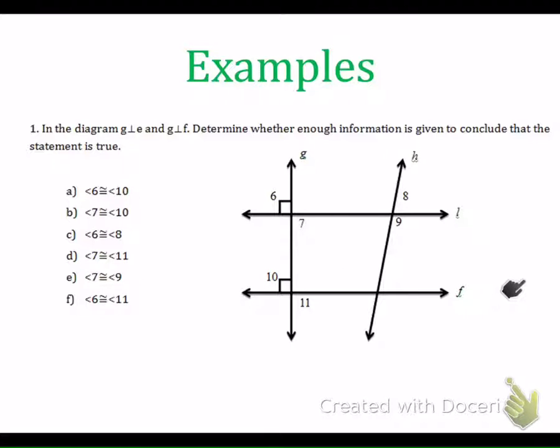All right? Determine whether enough information is given to conclude that the statement is true. The first one asks, is angle 6 congruent to angle 10? Yeah. Why? Because they both got the boxes. Are they the same size? Yes. So the reason would be that they both have the boxes.